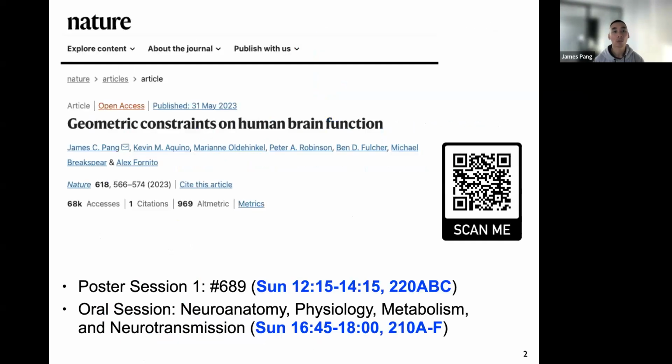Basically, this talk will revolve around this recent publication that we have, and you can scan the QR code for further details. Obviously I can't talk about everything in the paper here, so you can attend the following sessions later today if you want to learn more about the paper itself.